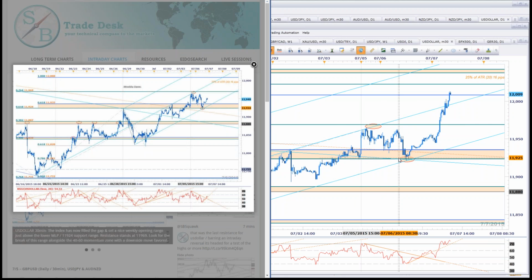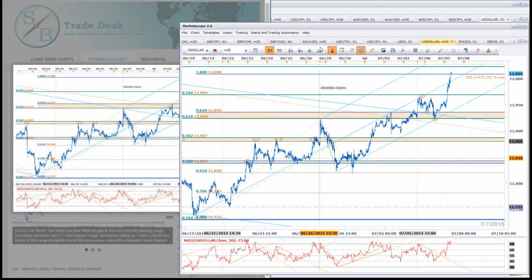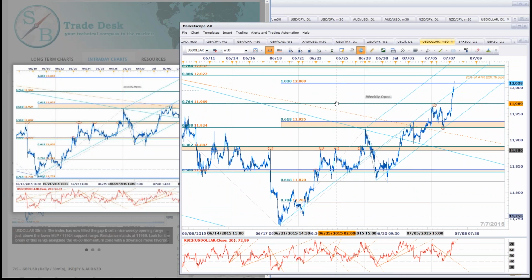So we gapped higher, we filled the gap. Now the emphasis goes on that gap range. So the high that we made, 11,965, key support we already highlighted. So you're waiting for a break of this range. Here's a topside break above 60. Shifts the focus to the upside.